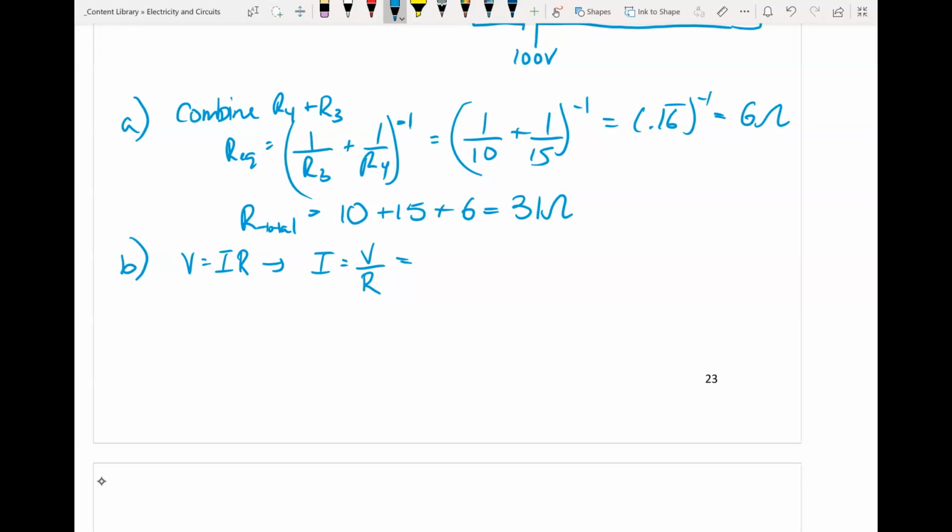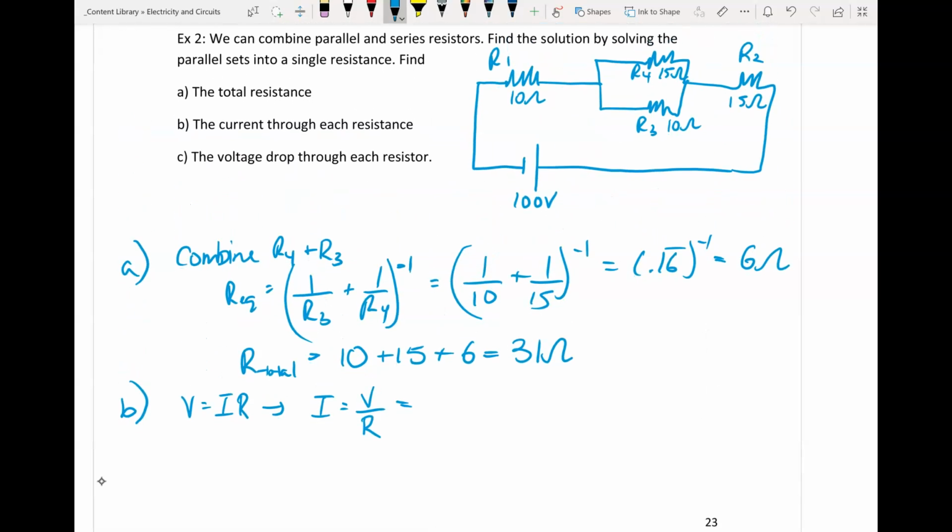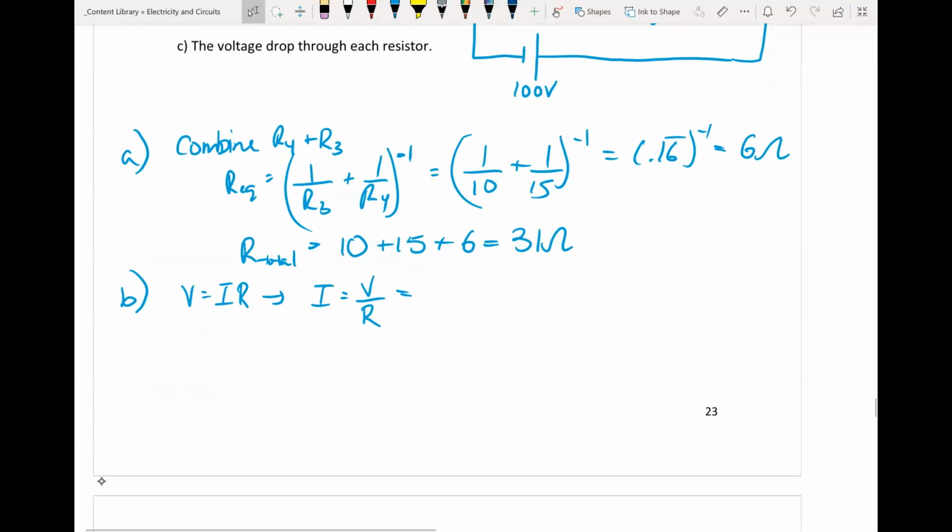Now for V, it was given to us in the diagram, that's 100 volts as our potential difference. And the total resistance we just found in A, it's 31. So this is 3.5 amps. This will be the current that goes through R1 and R2 in the series.